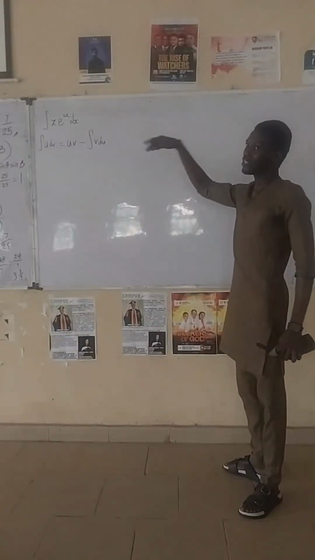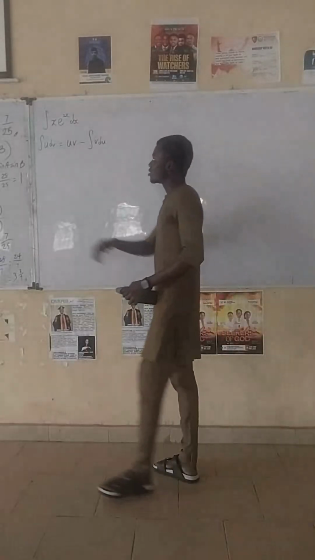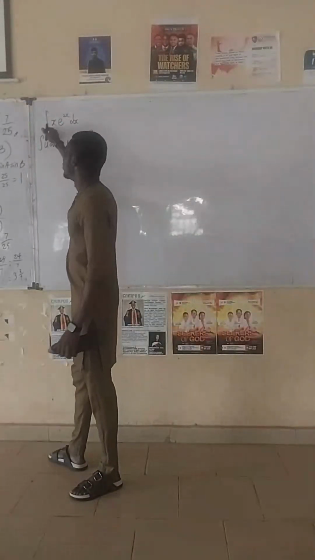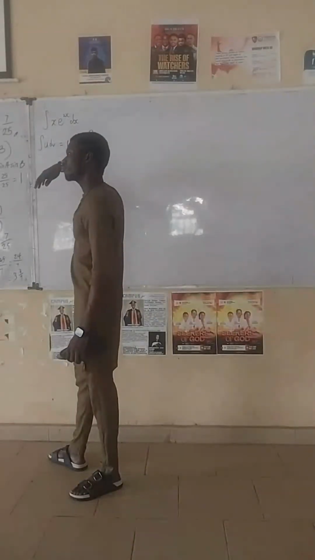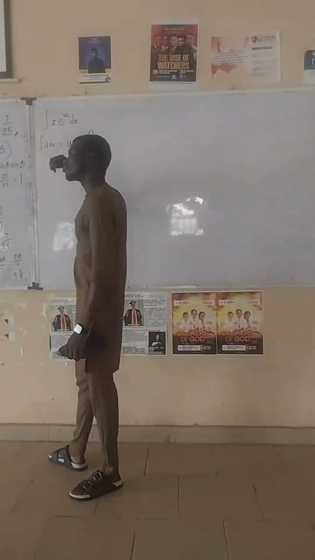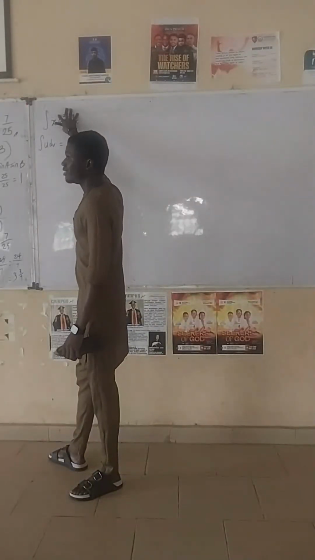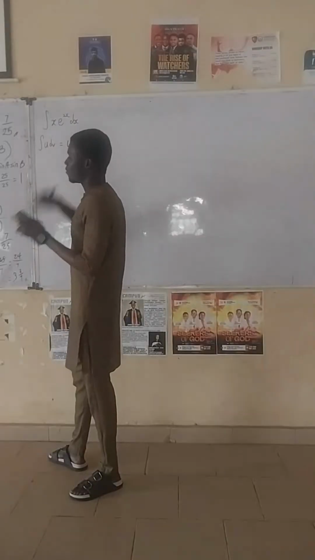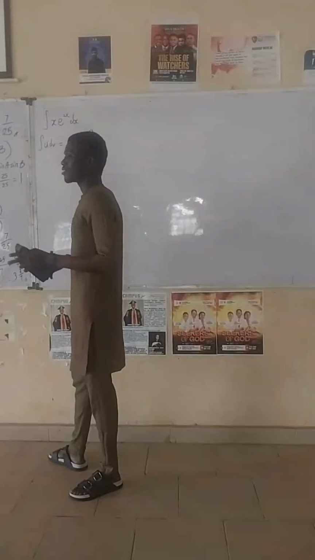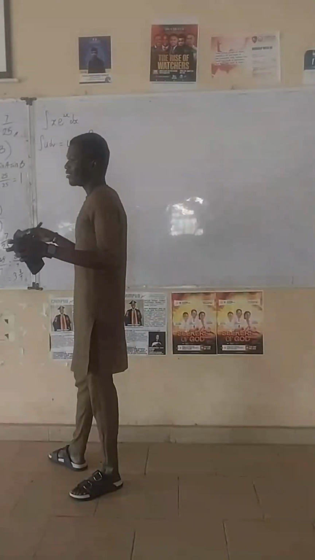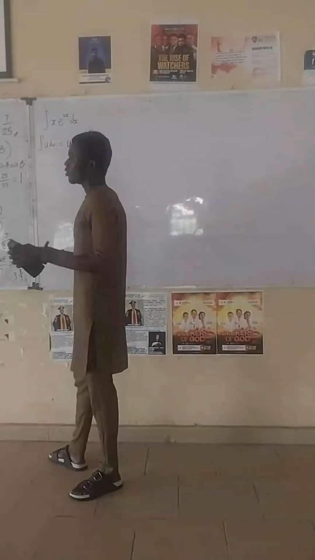Now, how do we get each of these things before we put them into the equation? When you have this, the first one is your u, while the other one is your dv. We have the first and the second. The first is your u, the second is your dv.